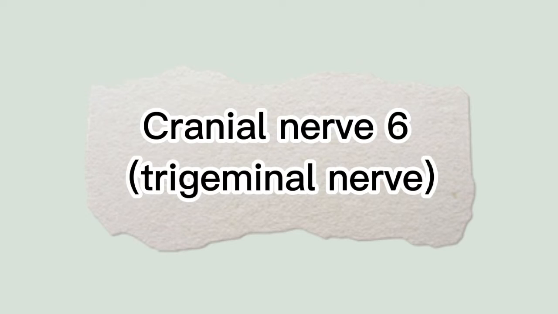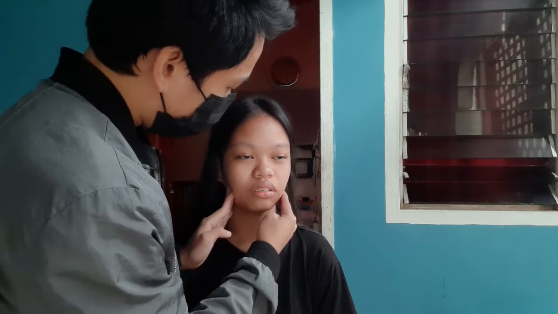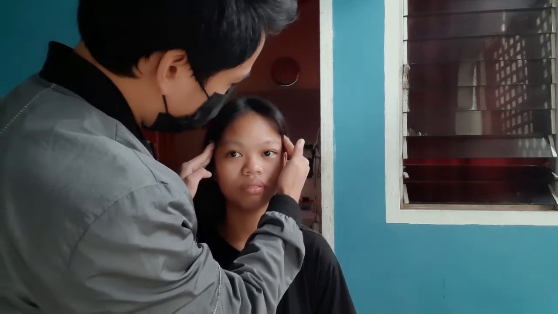Now, I'm going to test cranial nerve 5, which is the trigeminal nerve. I'm going to tell the patient to bite her teeth, then I'm going to feel the muscle right here and then feel the muscle right here. Next, I'm going to test the nerve that helps her open her mouth against resistance.